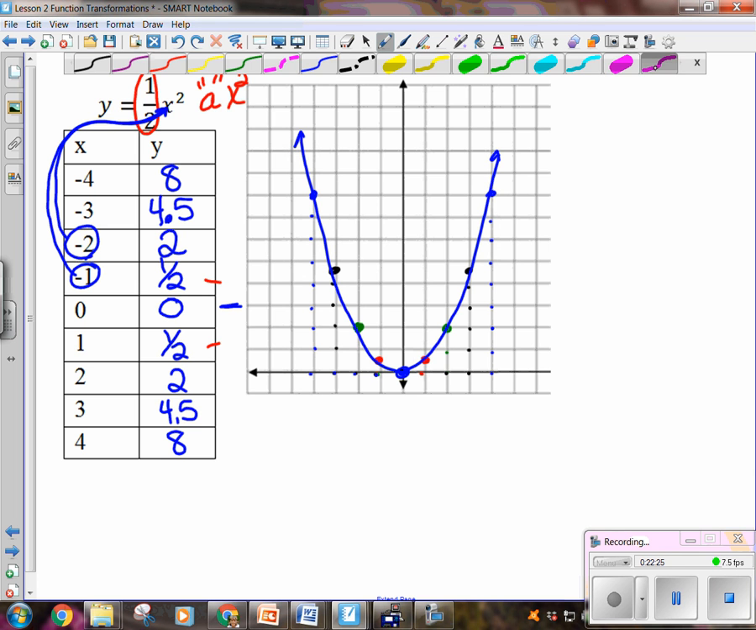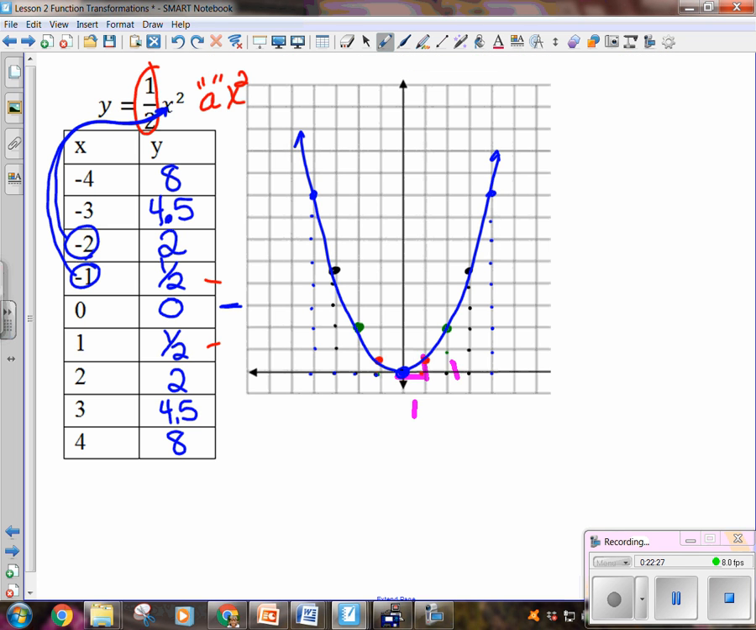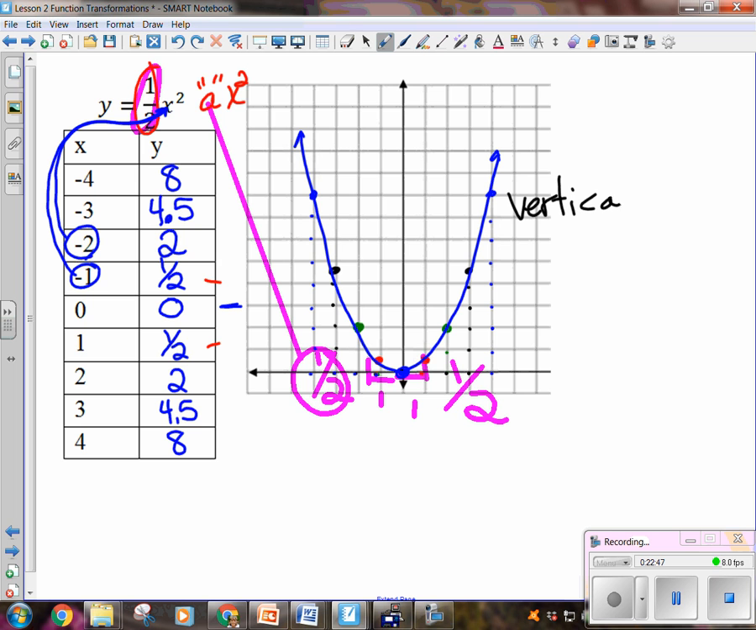It goes over 1, but it goes up what? It goes up half. It goes back 1, and it only goes up what? It only goes up half. And again, my a value turns out to be half. So what happens here is this one gets what we call vertically shrunk. It doesn't grow up nearly as fast as it should. So this one is what we call vertically shrunk. It only grows half as fast as the regular x squared.